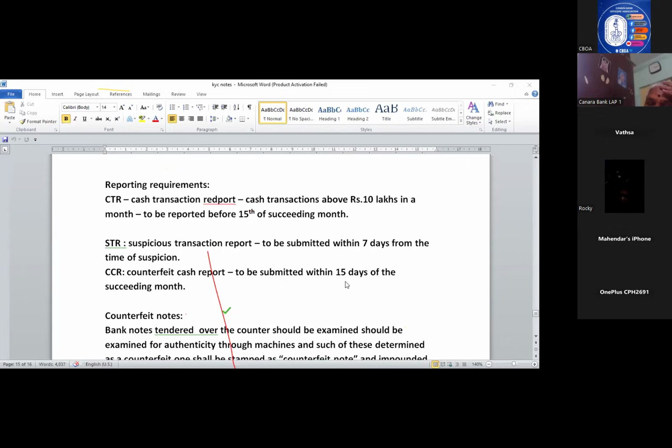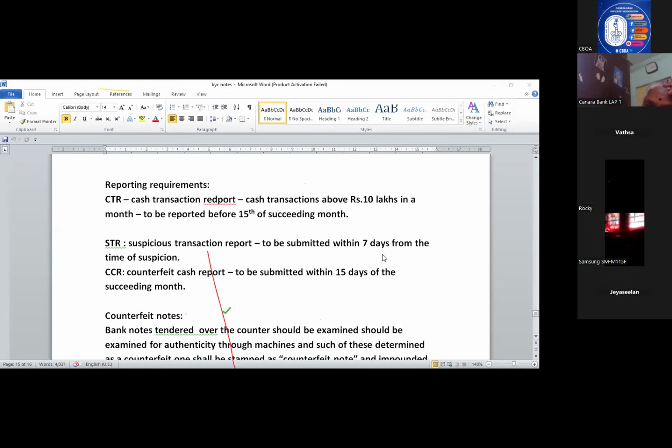Then CCR, counterfeit cash report, to be submitted within 15 days of the succeeding month. Counterfeit cash. We know that all notes should be genuine. All the cashiers are responsible for the quality and quantity of the cash which they submit to the officer at the day end. Okay. They must ensure that all the notes which they collect and submit to the officer are genuine notes. Whenever a counterfeit note comes, we are not supposed to return it to the customer, or tear it and put it in the waste paper basket.